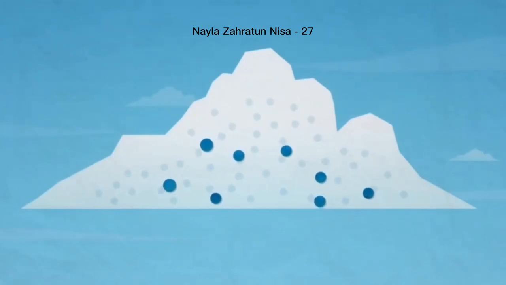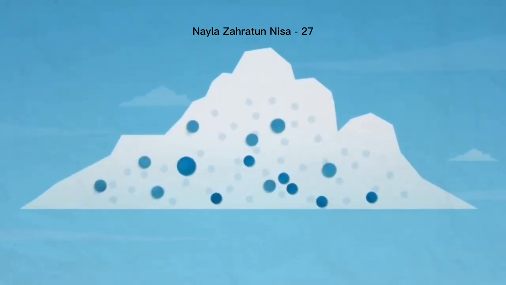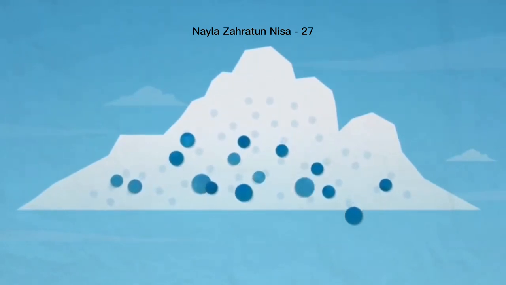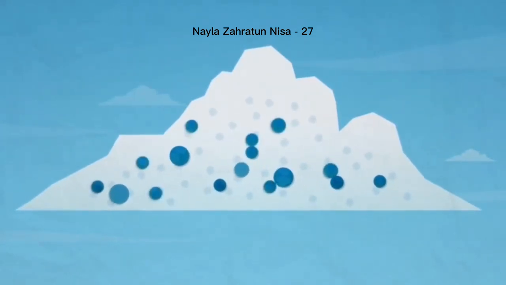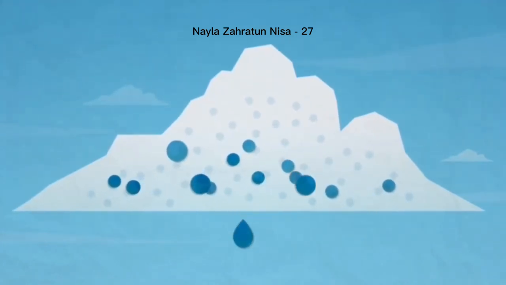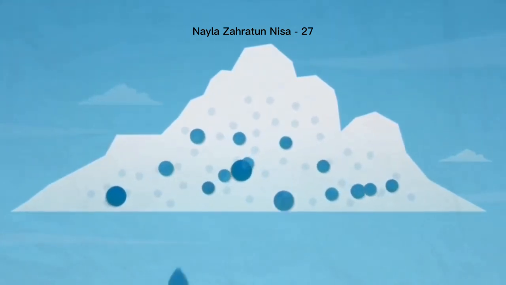Let's take a closer look. When water droplets collide with each other, they stick together and grow until they get too heavy and fall down. That's all from my explanation about rain, so thank you.